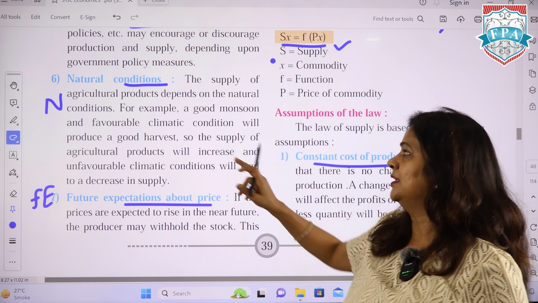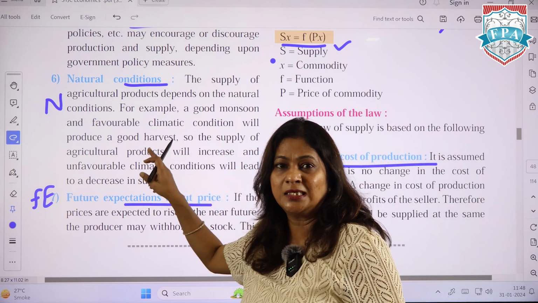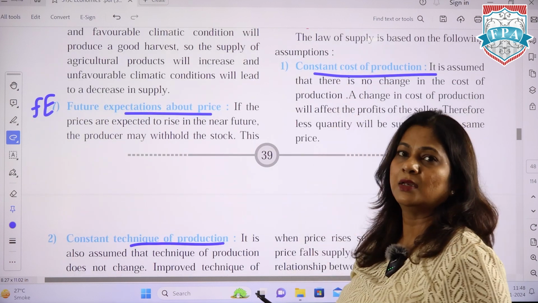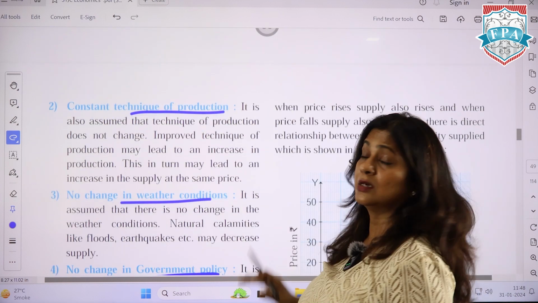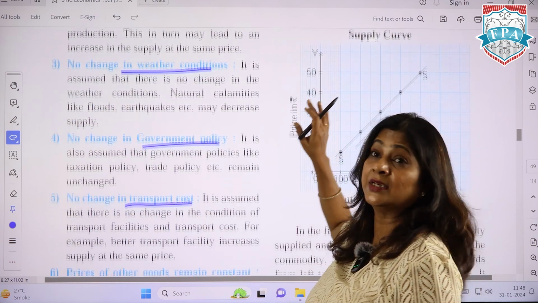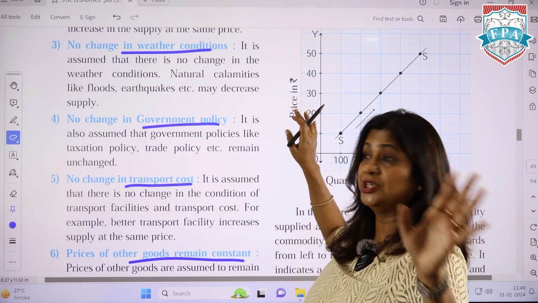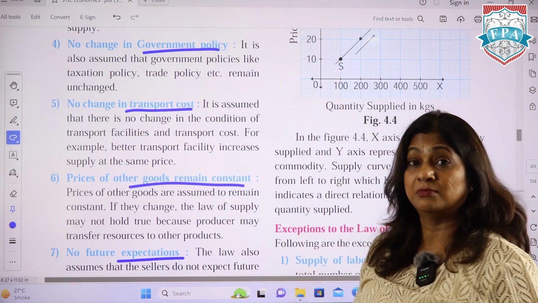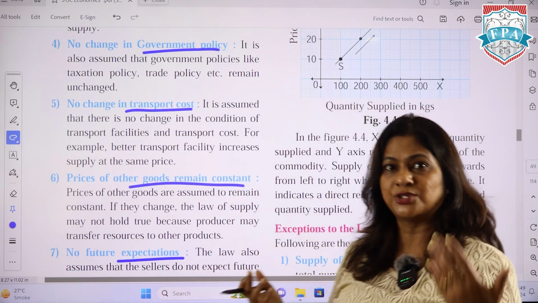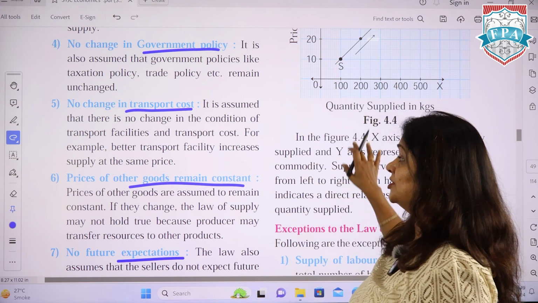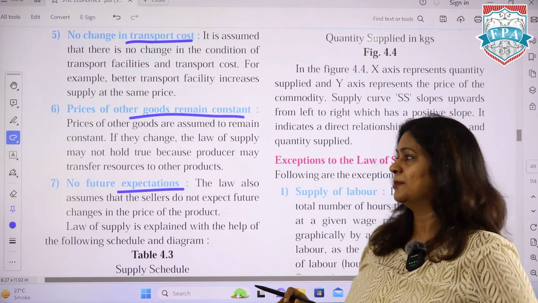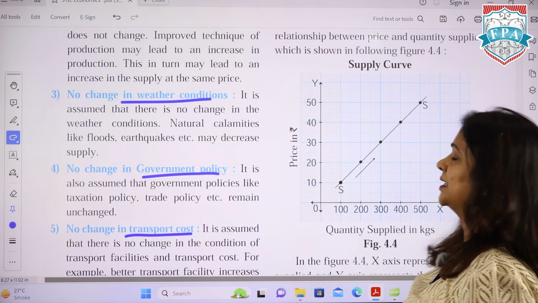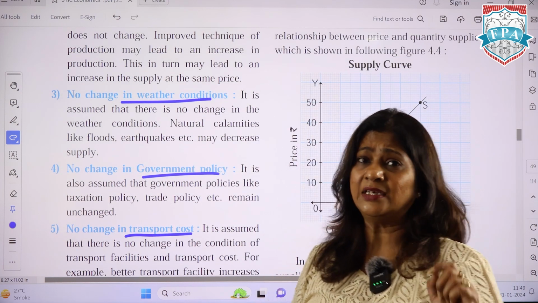So there is no need to memorize. If you have memorized PICT, GENF, that becomes your assumptions. Cost of production should remain constant, technology should remain constant, no change in weather, no climatic condition change, government policy hasn't changed, infrastructure, transportation comes under infrastructure, so no change in transportation cost, no change in the price of other goods, and no expectation of the change in the future prices. I hope I'm very clear.